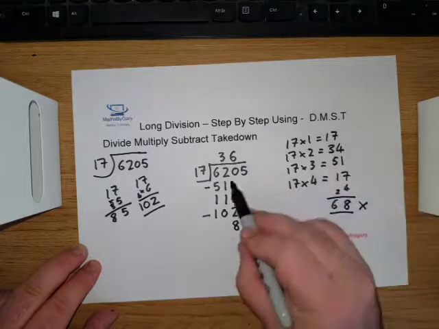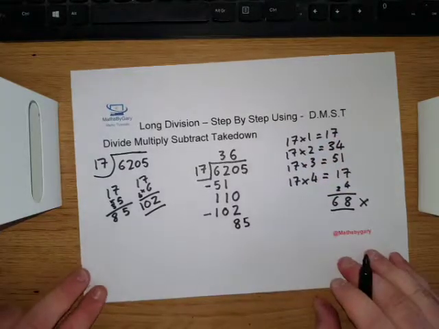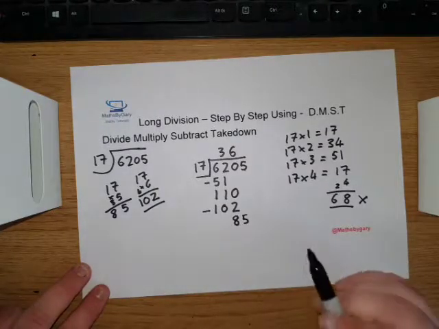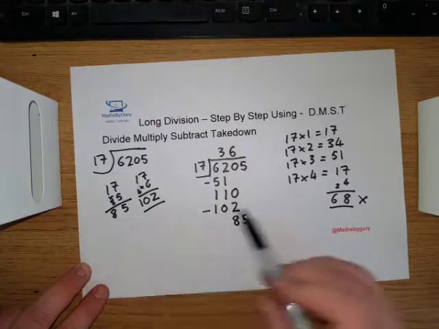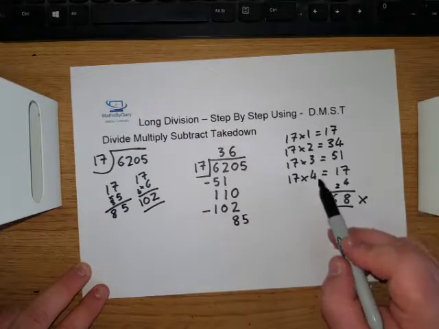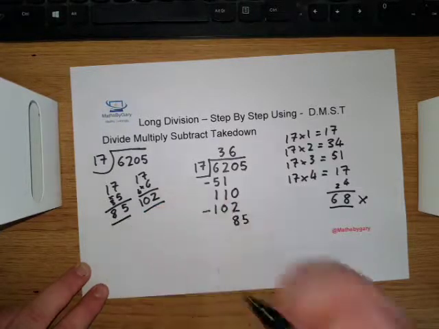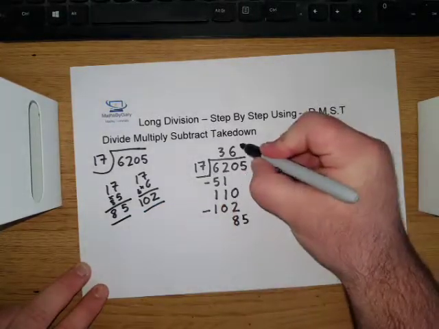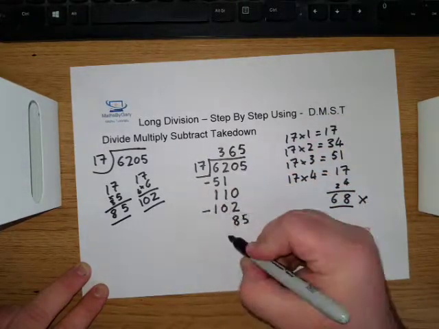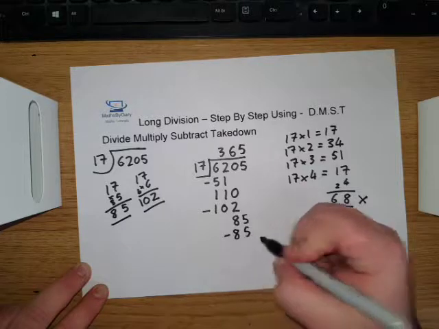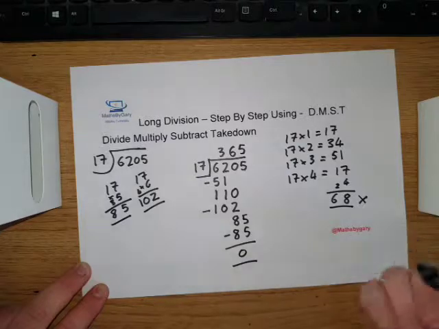And then lastly, T for take down the next number. So the 5 comes down to give us 85. So we now want to know how many 17s are in 85. And if we take a look at our working, we've done 1, 2, 3 and 4. We then did 17 times 5, which is 85. So we know that 17 times 5 is in fact 85. So if we then multiply, we have 85. And if we were to subtract, we'd have 0. So we know there's no remainder.